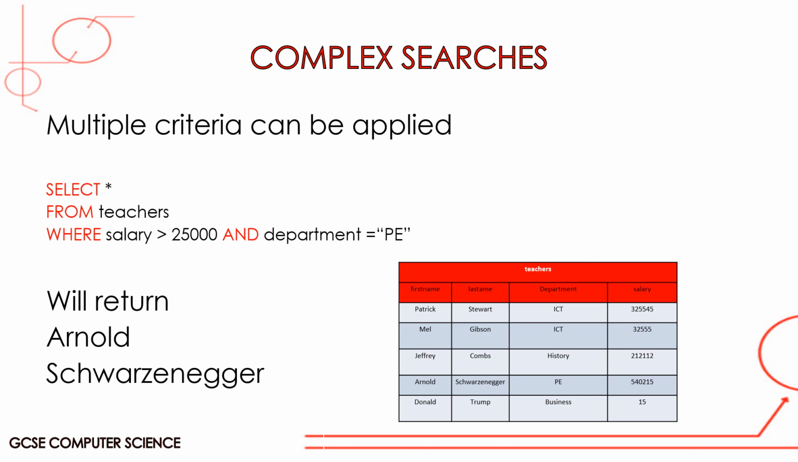You can perform complex searches. This is when you have multiple criteria applied. Select star is a wildcard, which means select all. So the asterisk next to select means select all. From teachers is the name of the table, and then where salary is greater than 25,000, but this time we're putting the Boolean operator in, and. So this means that we need the salary to be 25,000 or over, and the department needs to be set to PE. So in this particular case, there is only one answer from that, which is Arnold Schwarzenegger.